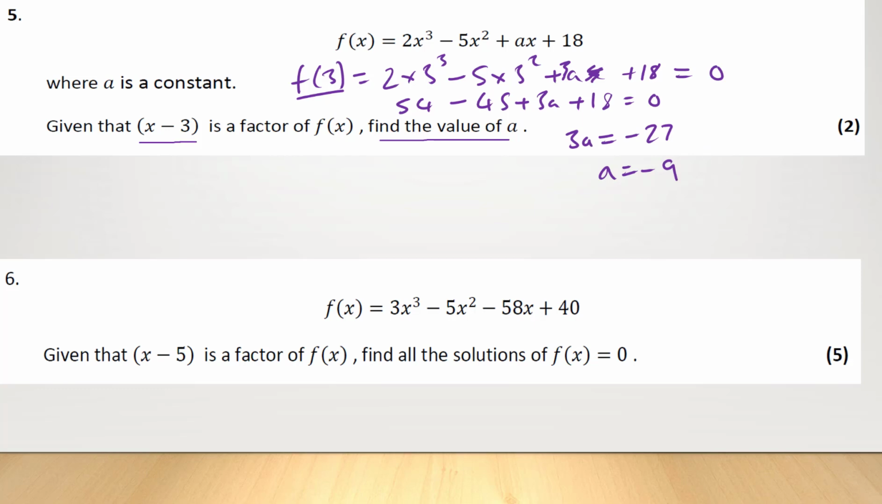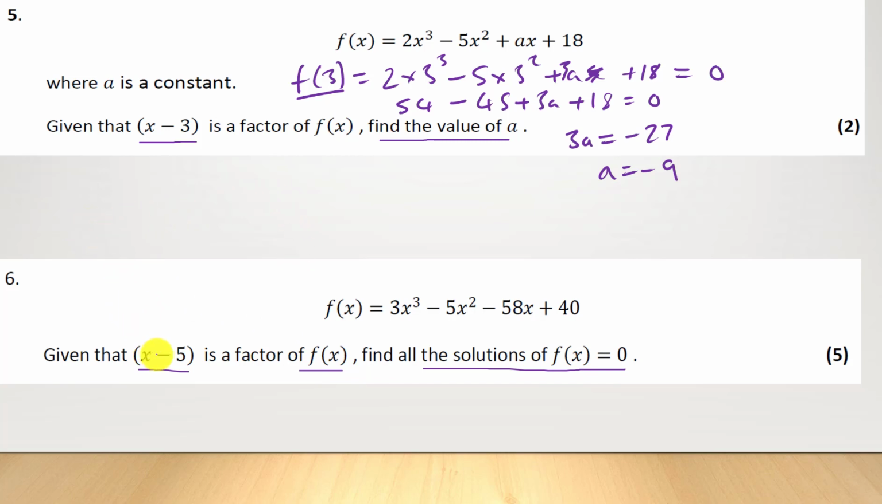That is the easiest way to do that, so I'll recommend doing it that way. Now, given that x minus 5 is a factor, find all the solutions of f of x equals 0. So you need to factorise this 3-term quadratic.